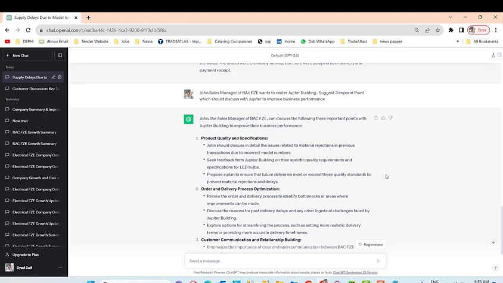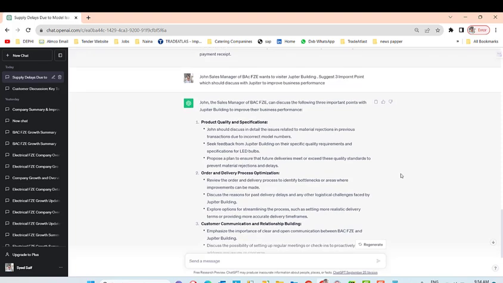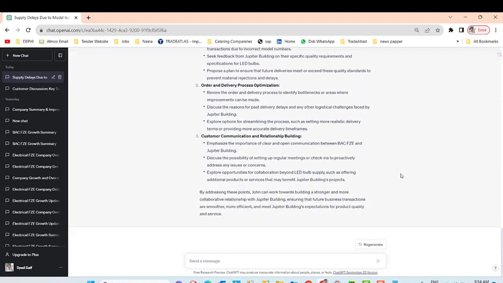Product quality: John should discuss in detail the issue related to metal rejection in the previous transaction due to an incorrect model number. Seek feedback from the supplier, improving their specific quality requirement, specification LED bulb. Then order delivery process optimization: review the order and delivery. So now John gets the idea that when he is going to meet the customer, he should focus on these topics.